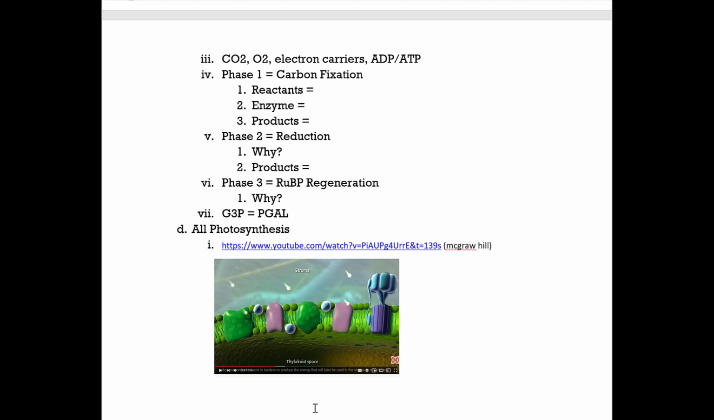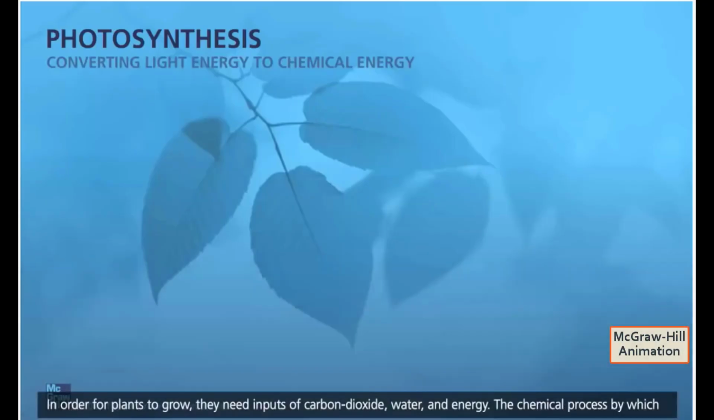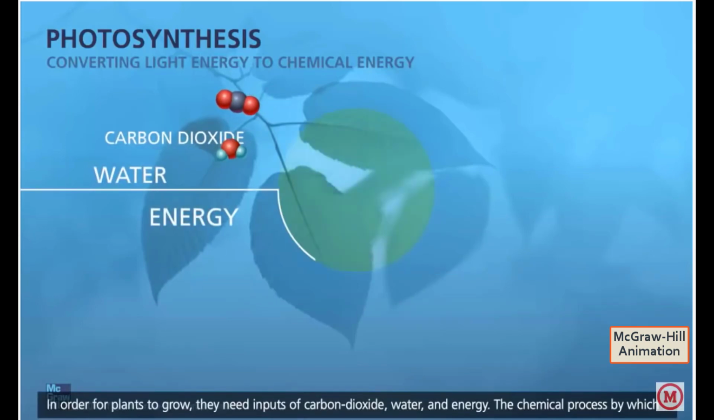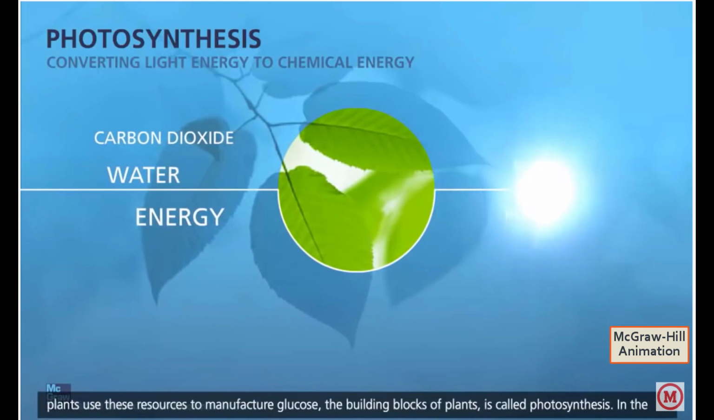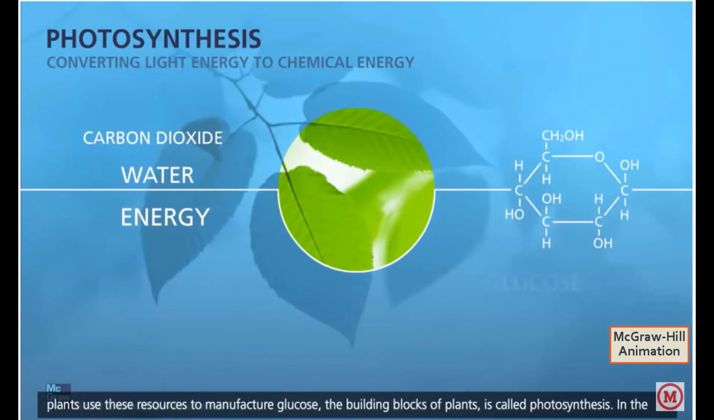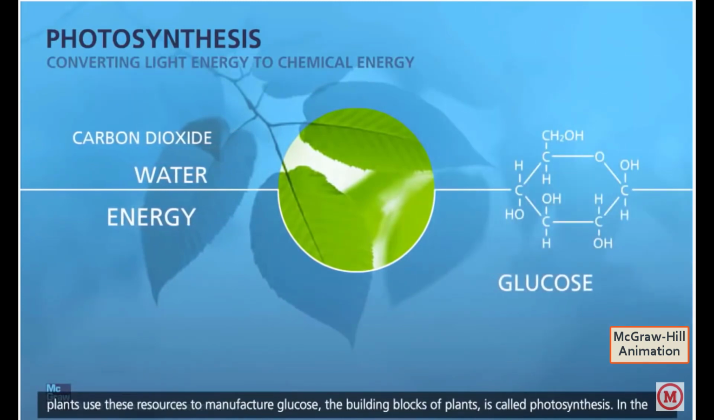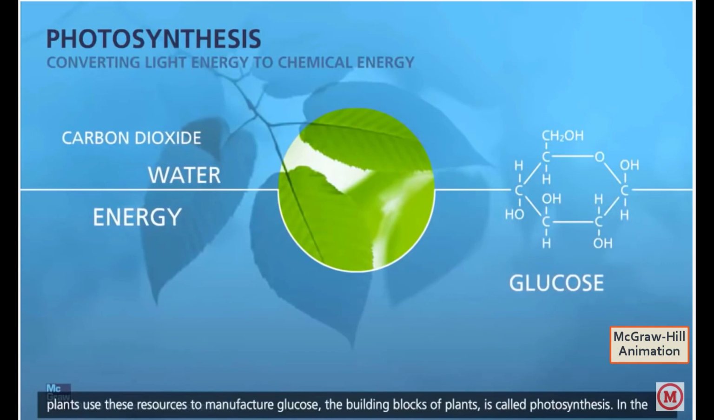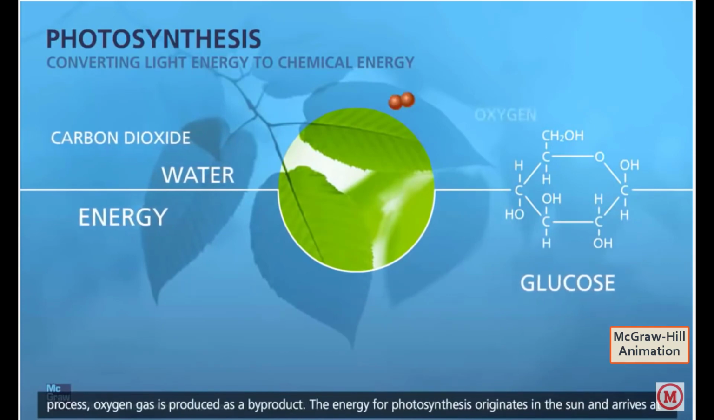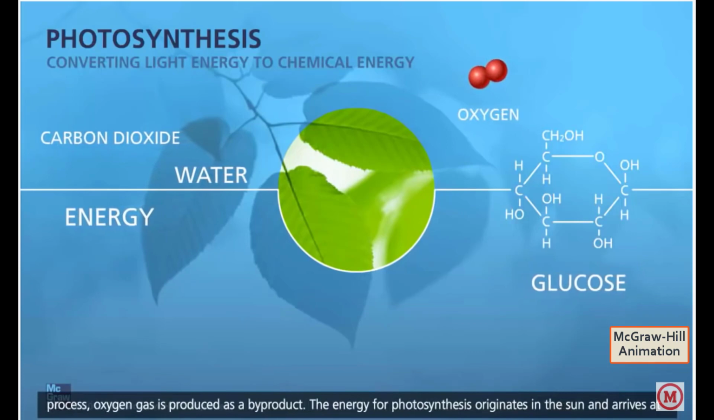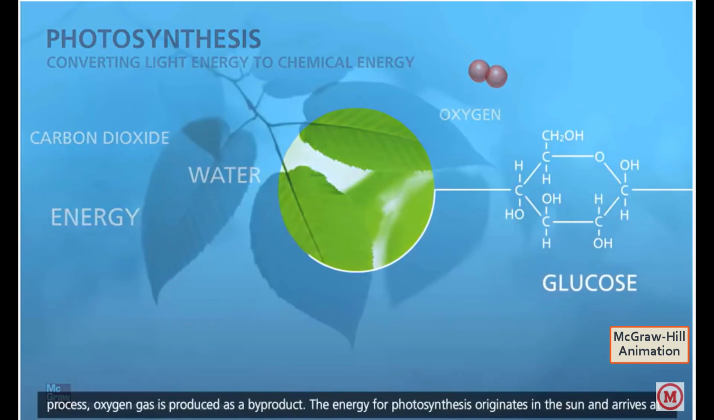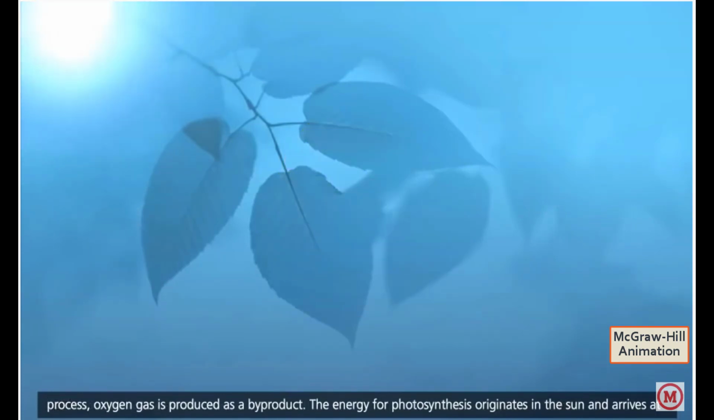Now let's look at all of photosynthesis one more time. Plants to grow, they need inputs of carbon dioxide, water, and energy. The chemical process by which plants use these resources to manufacture glucose, the building blocks of plants, is called photosynthesis. In the process, oxygen gas is produced as a byproduct. The energy for photosynthesis originates in the sun and arrives at the earth as sunlight.